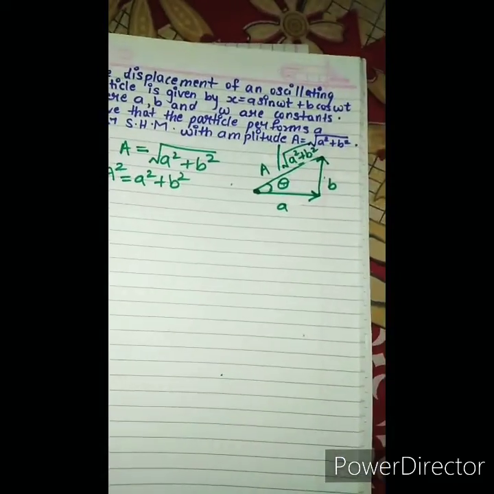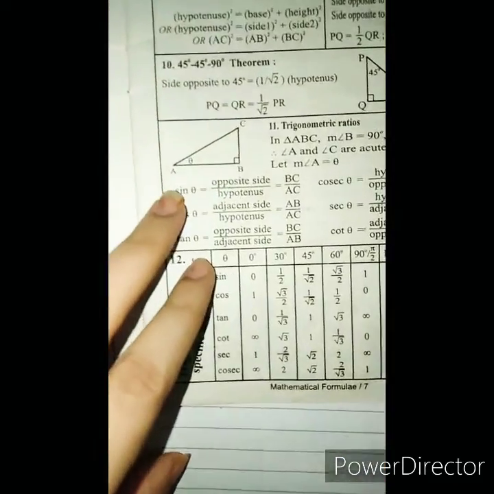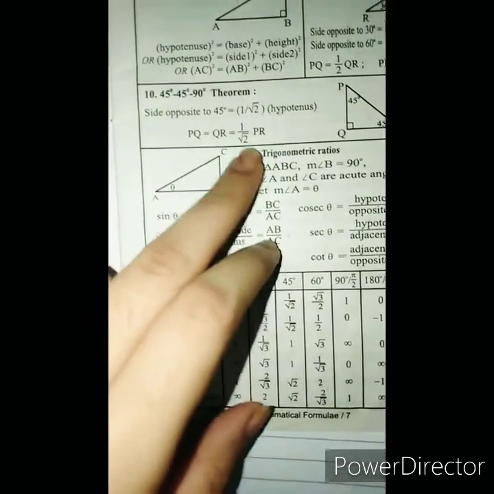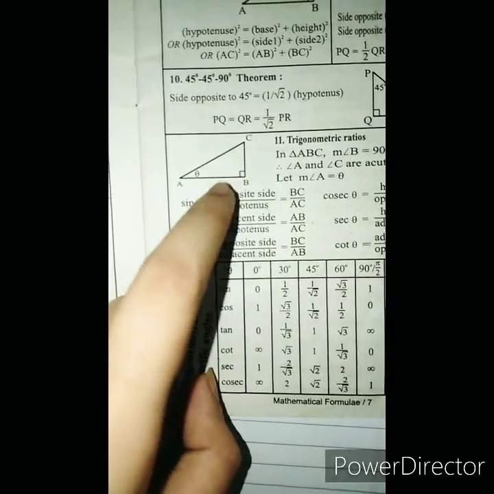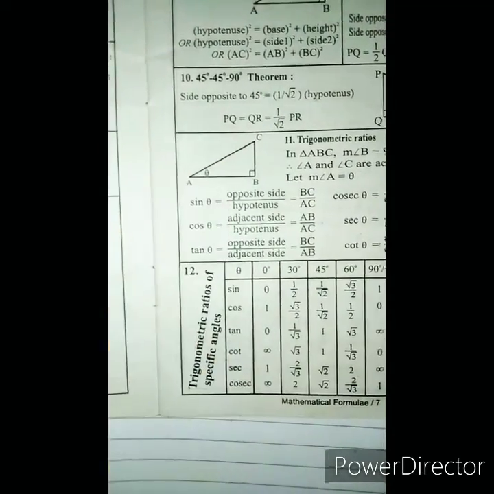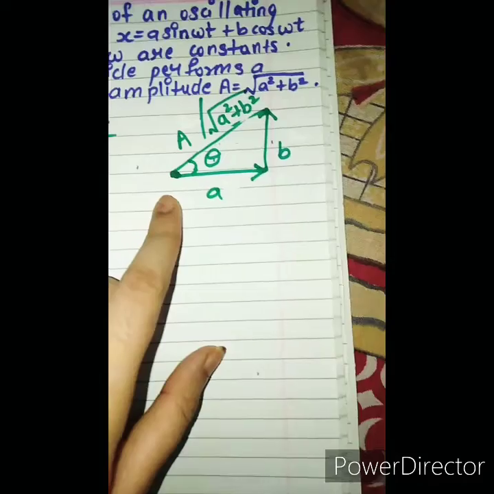So you have seen this, see? When we use trigonometric ratios, we draw the triangle. This is taken as angle theta. This is 90 degrees, one side, other side, and this is the hypotenuse. Similarly, I draw the triangle over here.